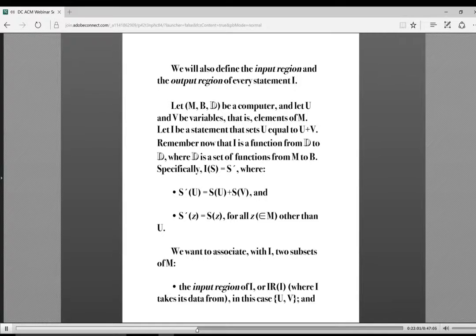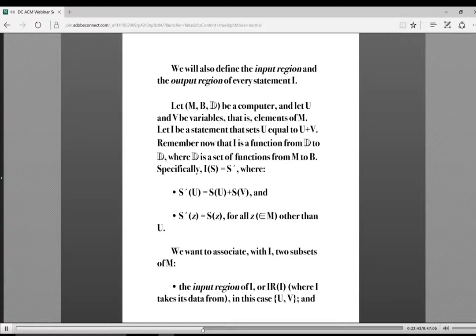So let MBD be a computer and let U and V be variables, that is, elements of M. Let I be a statement that sets U equal to U plus V. Remember now that I is a function from D to D, where D is a set of functions from M to B. Specifically, I of S equals S prime, where we define S prime as follows. S prime of U equals S of U plus S of V. And for all Z in the memory other than U, we have S prime of Z equals S of Z.